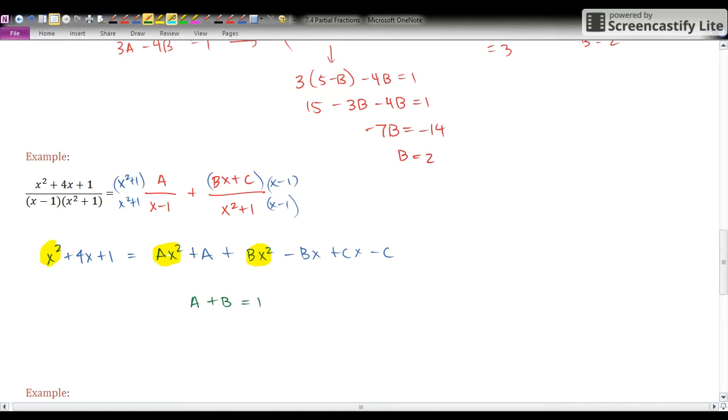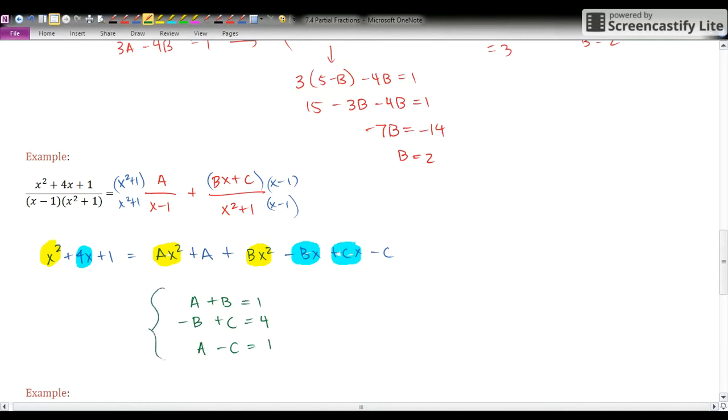Now let's look at the x's. This has an x in it. I see an x here, see an x here. That's it. So I can go ahead and say, what is that? Negative b plus c, so negative b plus c has to equal 4. And then last but not least, all the stuff I haven't highlighted, right? This guy's a constant, that's a constant, that's a constant. Okay, sweet. So what do I got? I got a minus c has to equal 1.